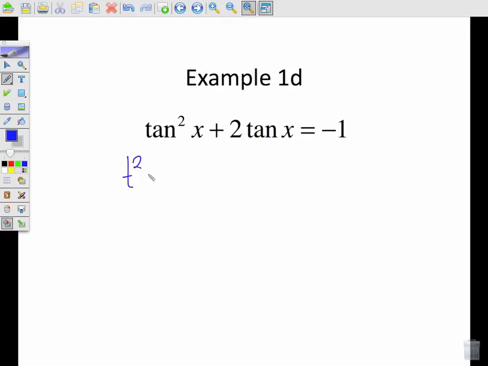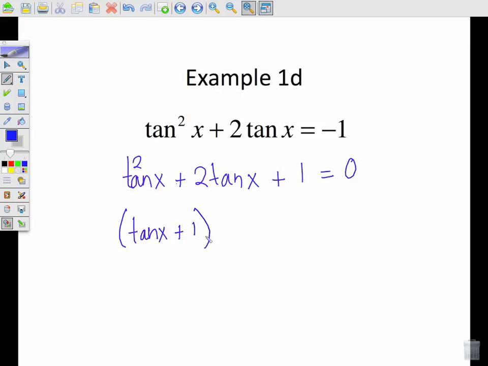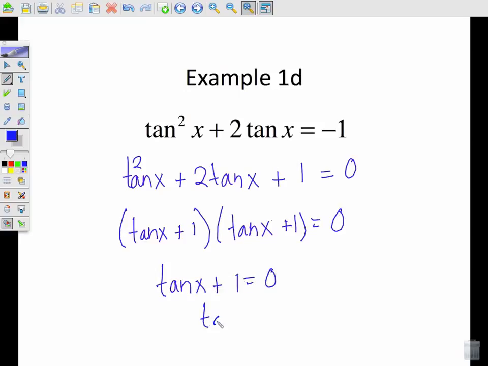All right, in example D here, you also have a quadratic form. I'm going to go ahead and set everything equal to 0. By adding 1 to the left side, this can factor to tangent of x plus 1 and tangent of x plus 1, so there's two of them. When does tangent of x plus 1 equal 0? Well, that would be when tangent of x is equal to negative 1. So when is tangent negative 1? Let's look at our unit circle.